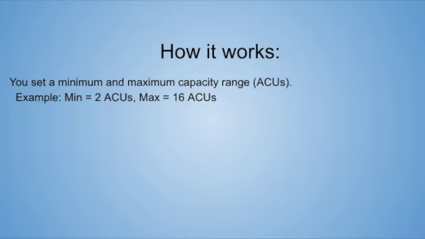So how auto-scaling works: you set a minimum and maximum capacity range. For example, a minimum of 2 ACUs and a max of 16 ACUs. When your application traffic is low, Aurora runs at 2 ACUs. When traffic spikes, Aurora automatically scales up to 16 ACUs to handle the load. When traffic drops, it scales back down. So no downtime during scaling, it happens automatically in the background.